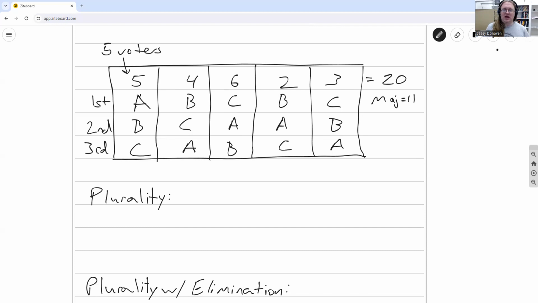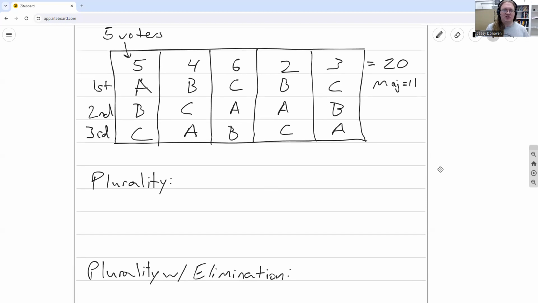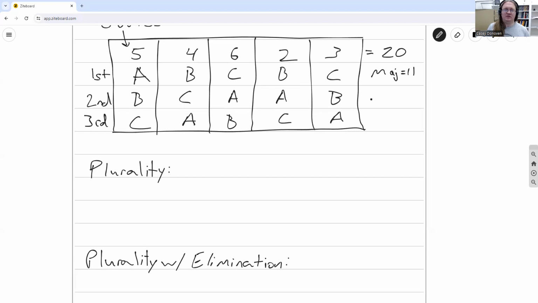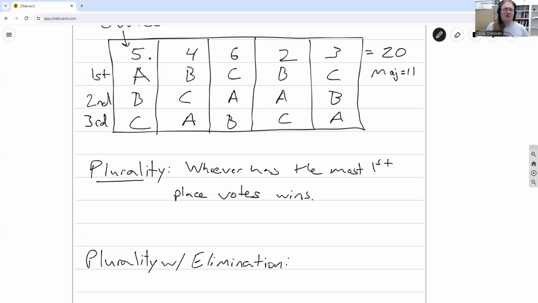So since we have this, we can calculate who wins the election in a number of different ways. So for instance, the very first method that we learned, and I try to do these in the same order every time, is a plurality method. Plurality method is whomever has the most first place votes wins. And then we can come back up to our preference schedule, our preference table, and we can look to see who has the most first place votes.